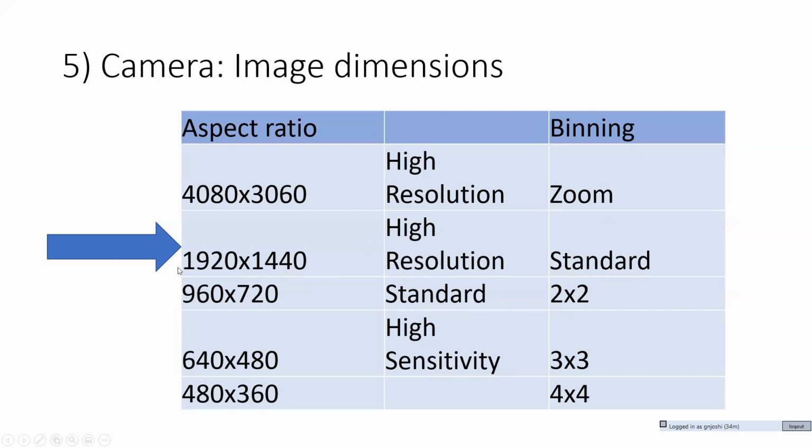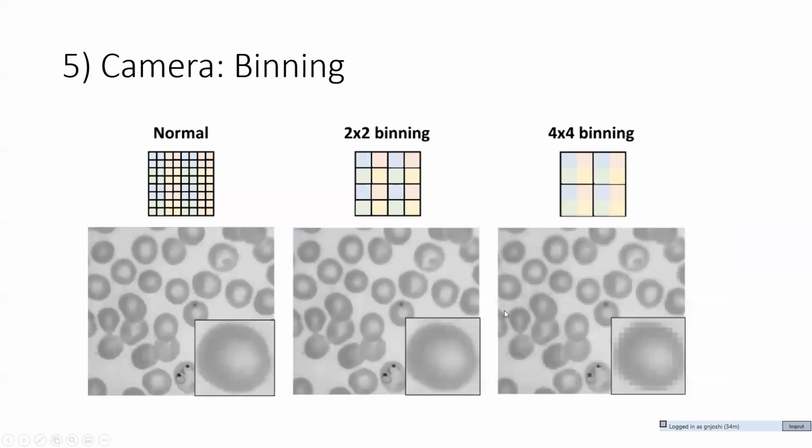Once you bin the image, the number of pixels goes down. So 1920 by 1440 becomes 960 by 720, and so on and so forth. You can bin 2 by 2, 3 by 3, or 4 by 4. Let's see what binning really means. Let's say, for example, this is your 1920 by 1440. Each of these pixels, and I've color coded them, this is faint blue, this is faint orangish, and so on.